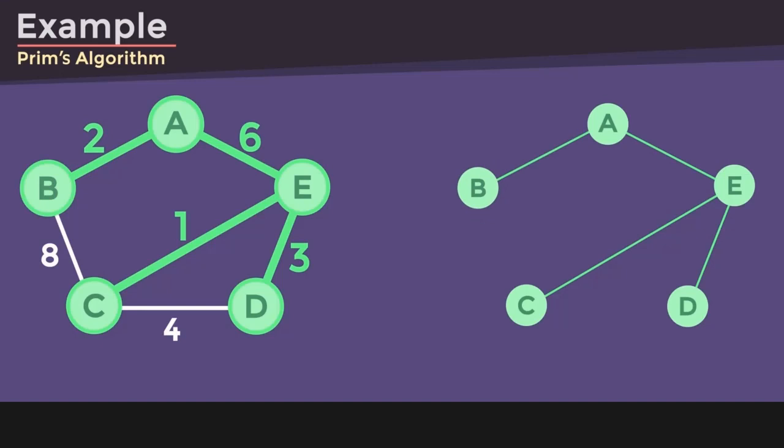Adding more edges will form a cycle, so stop here and the minimum spanning tree is completed.